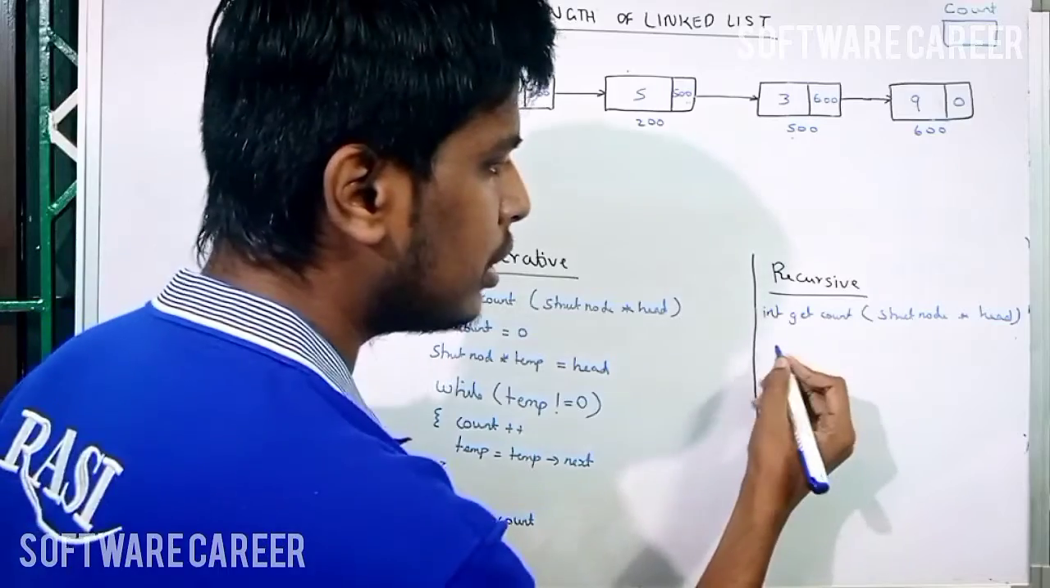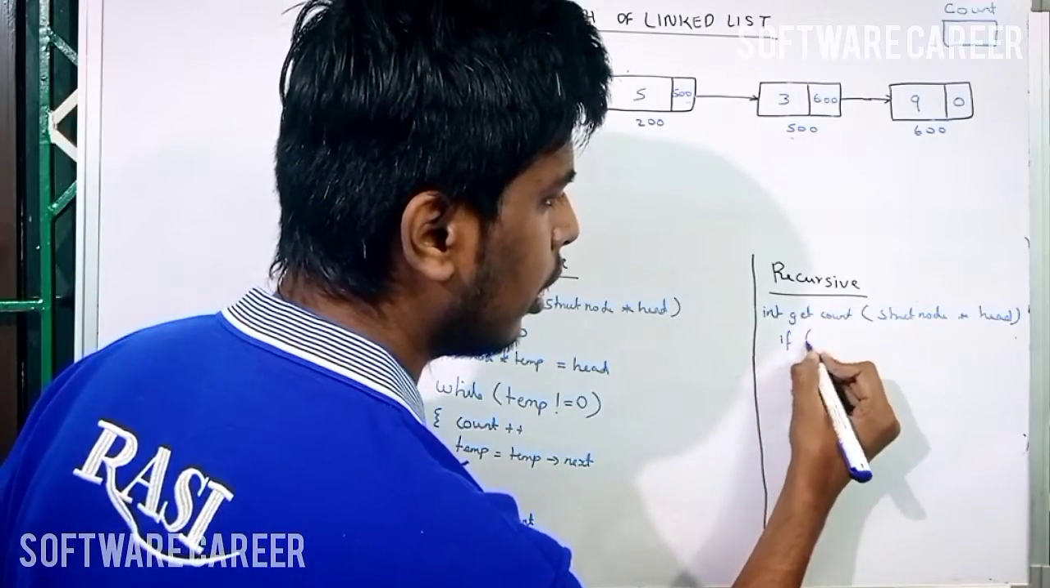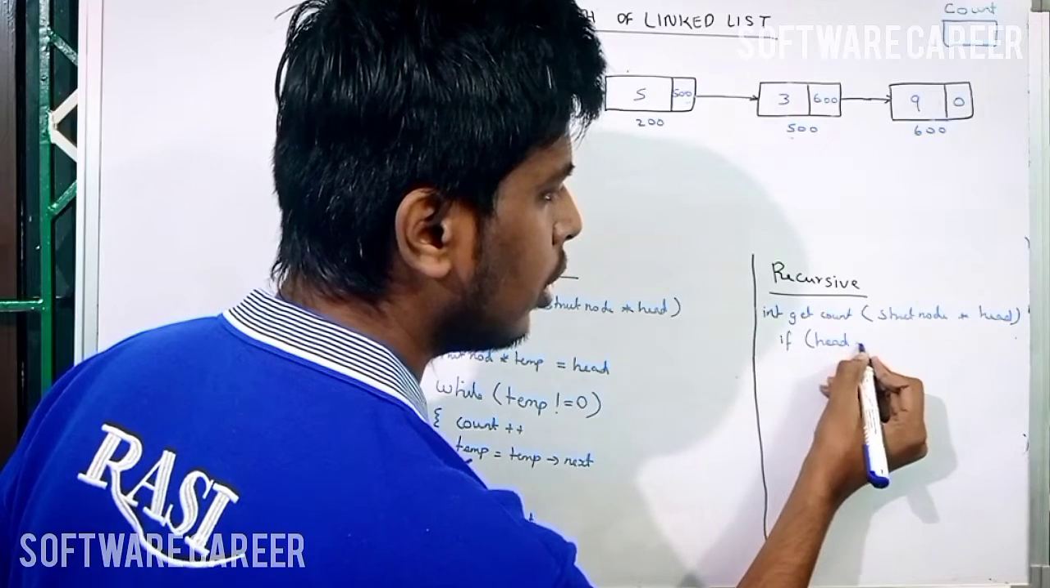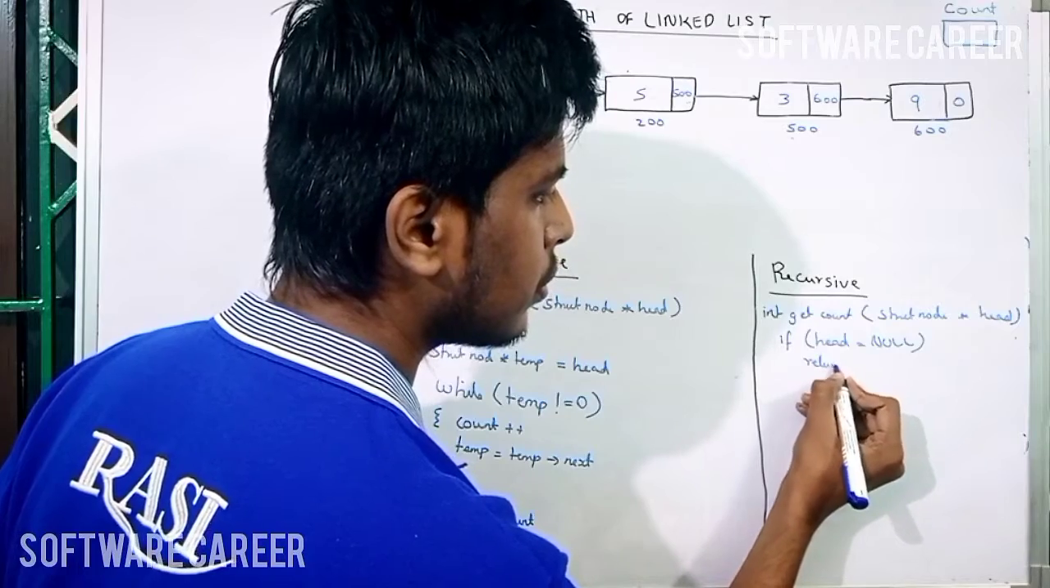Now first I am writing the base condition, that is: if head equals null, then return 0.